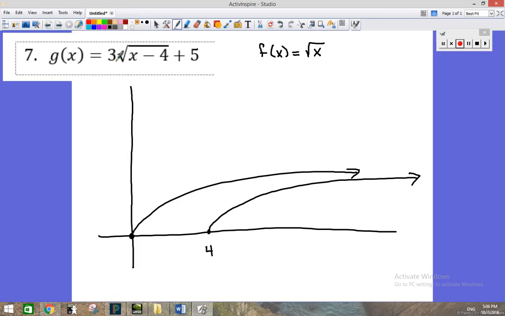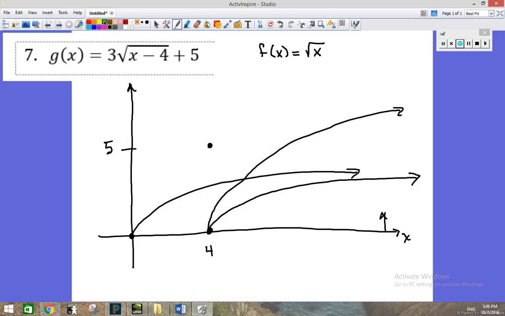Then the 3 is a vertical stretch by a factor of 3. So it stretches away from the x-axis. All of the y-coordinates get multiplied by 3. Well, on the x-axis, the y-coordinate was 0. When you multiply it by 0, that's why it's pinned at this point, and it's stretched away from the x-axis. And then finally, this thing is lifted up 5 units as a rigid structure, so this point that's 4, 0 gets lifted up to 4, 5.